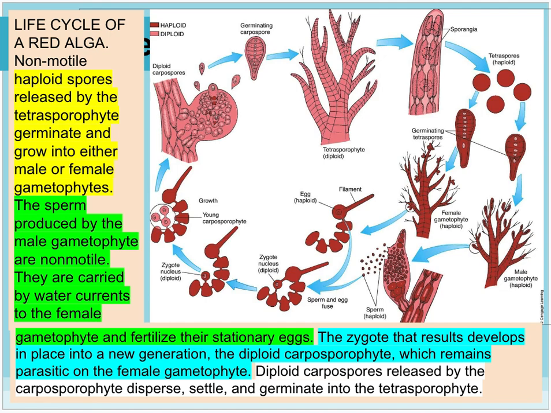Then the life cycle of red algae is that different haploid spores will be released by what's called the tetrasporophyte, right here. So these are released, and then you have the male form and the female form. So the sperm are basically non-motile. They can't move. So they just rely on wave currents to just float them over to the female. And then when they join, and if they join, they will fertilize and make eggs.